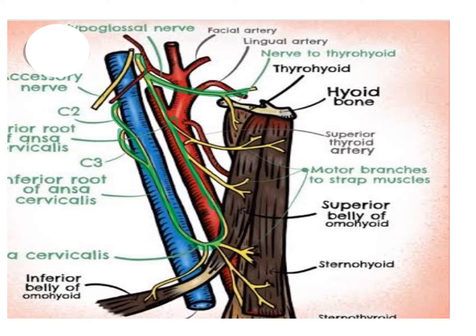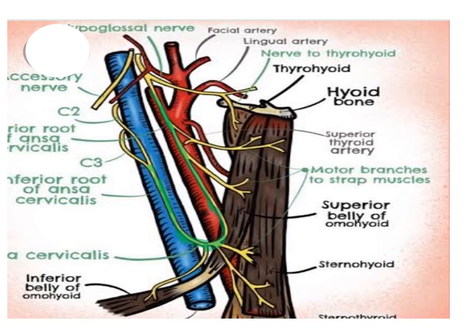So you can see here that the superior root is present. It descends over the internal carotid artery and the common carotid artery, and the inferior root is present in front of the internal jugular vein, and it loops around the internal jugular vein to join with the superior root and forms the Ansa cervicalis.